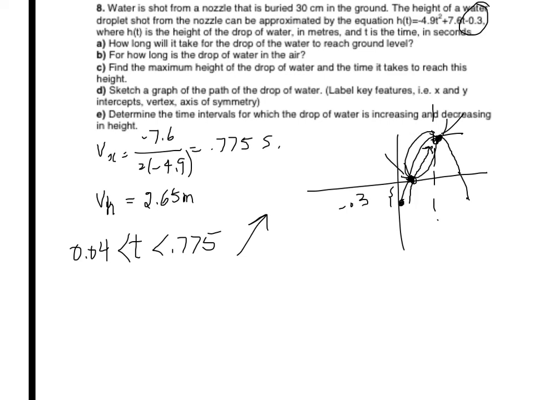Now for this section of the graph, as x is increasing, as you can see, y is decreasing. So this means that the function is decreasing. So I can say that if t is between 0.775 and this point, and we found that this point is 1.51 from part A, the time that it takes to hit the ground, the function is decreasing.